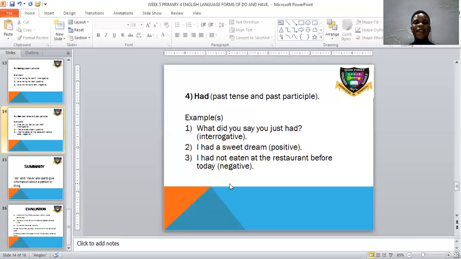I had not eaten at the restaurant before today. That's telling me that I have not been there before that very day. I have never been there before that very day. So I'm telling you now that I had not eaten at the restaurant before today. Is that taken out? The not there is making the sentence to what? To be a negative sentence. To be a what? To be a negative sentence.